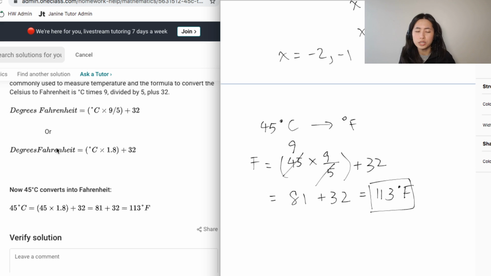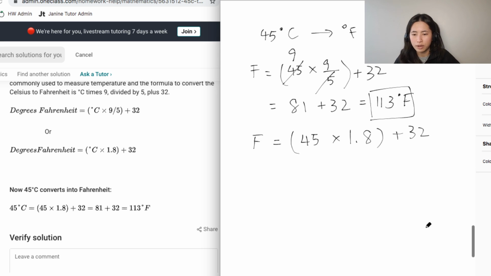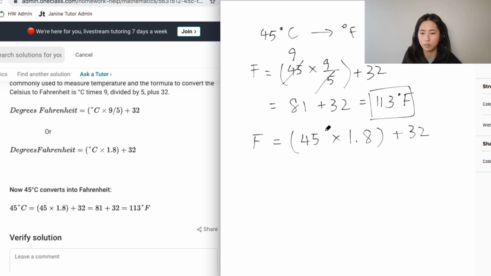And if you were to use the formula that has 1.8 as opposed to 9 over 5, you're going to have Fahrenheit, which is equal to still 45, right? And this is times 1.8, because we know that 1.8 is equal to 9 over 5, and this is plus 32. Then all you have to do is multiply 45 times 1.8. So this is going to be 81, right?